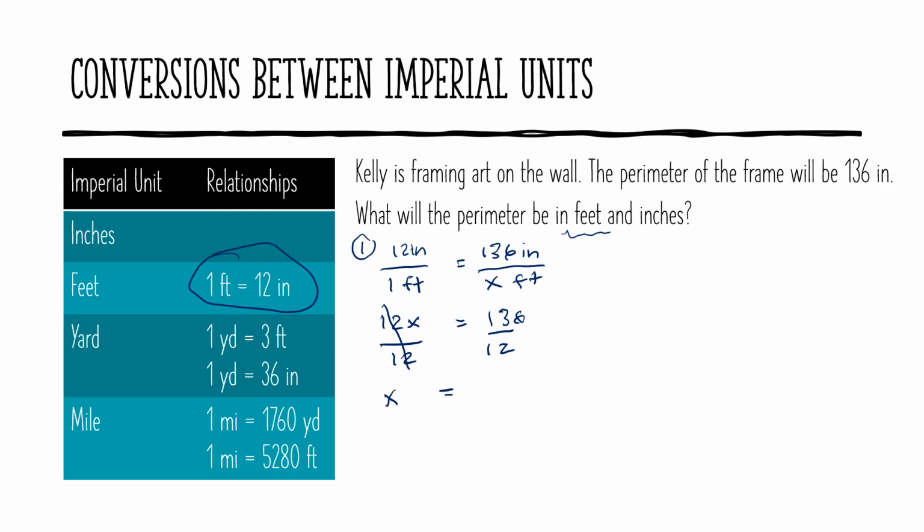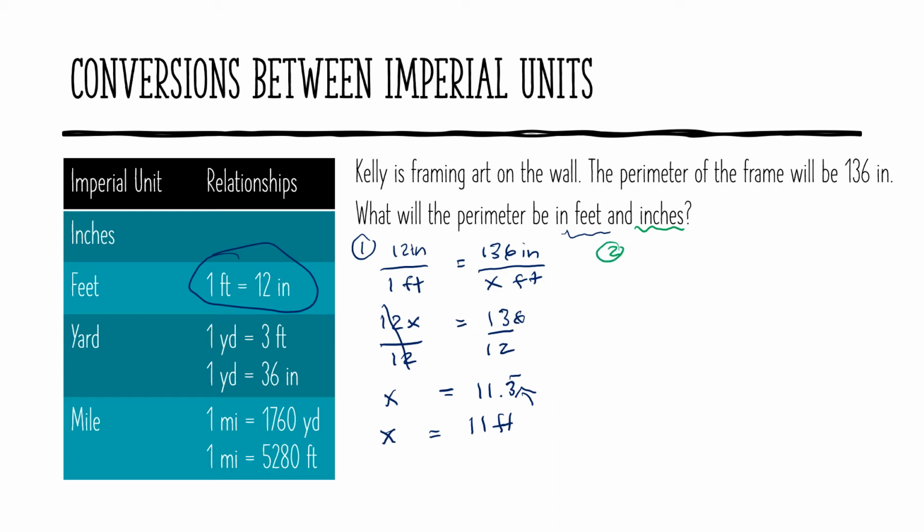136 divided by 12 is 11.3 repeating. So we can now say that technically we have 11 whole feet. The problem is that we still have this decimal remaining. We can't make it another foot because 0.3 of a foot is not a foot. So we have to see how many inches are left over as well as the question suggests. Okay, so this would lead us to part 2.